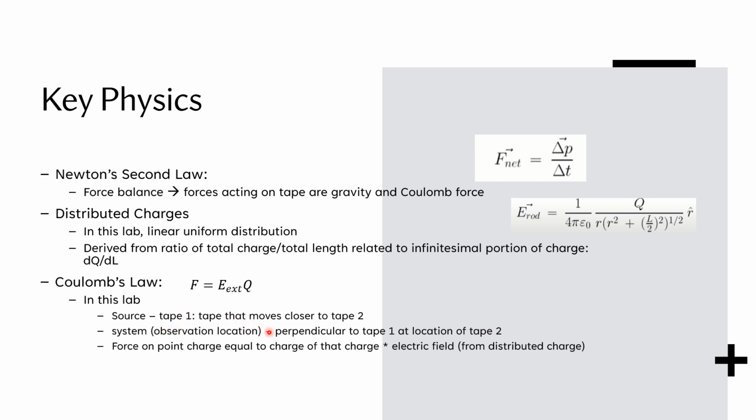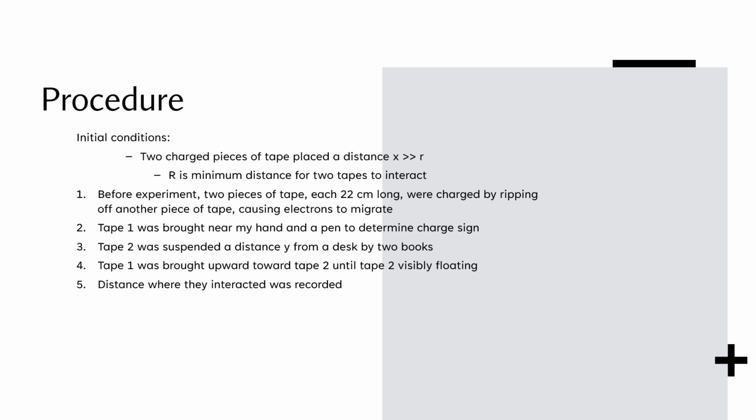So in this lab, the source is tape 1, which is the tape that's moving closer to tape 2, and the observation location is the location of tape 2. And yeah, the force on the observation charge is the magnitude of that charge times the electric field from the distributed charge. So the procedure, like last time, used two charged pieces of tape, where x is much greater than r, and r is the minimum distance for the two tapes to interact.